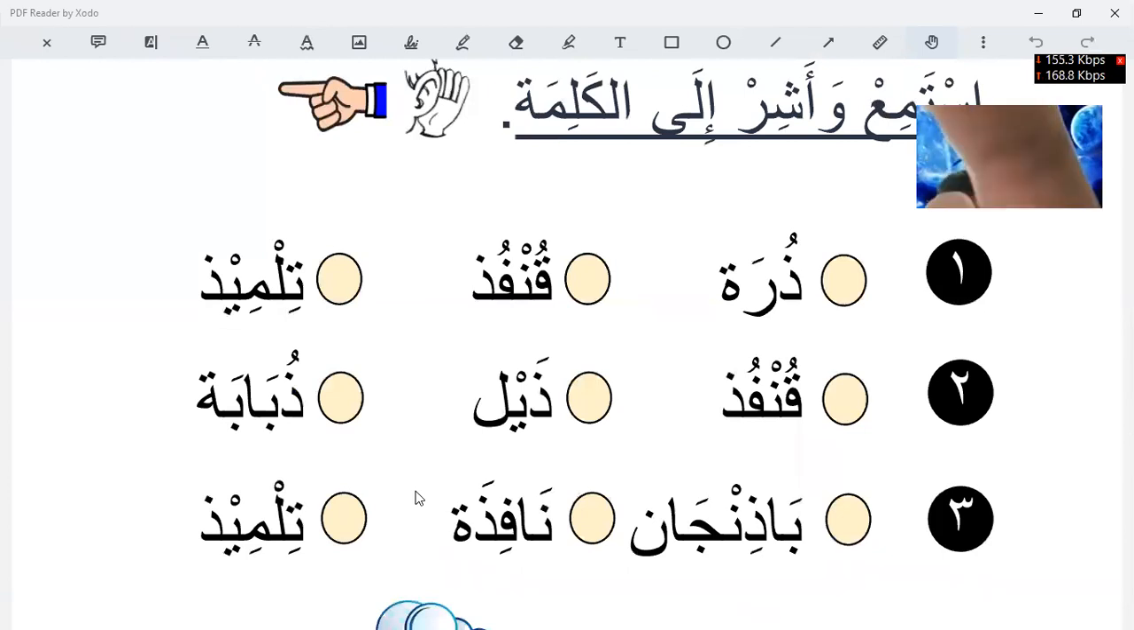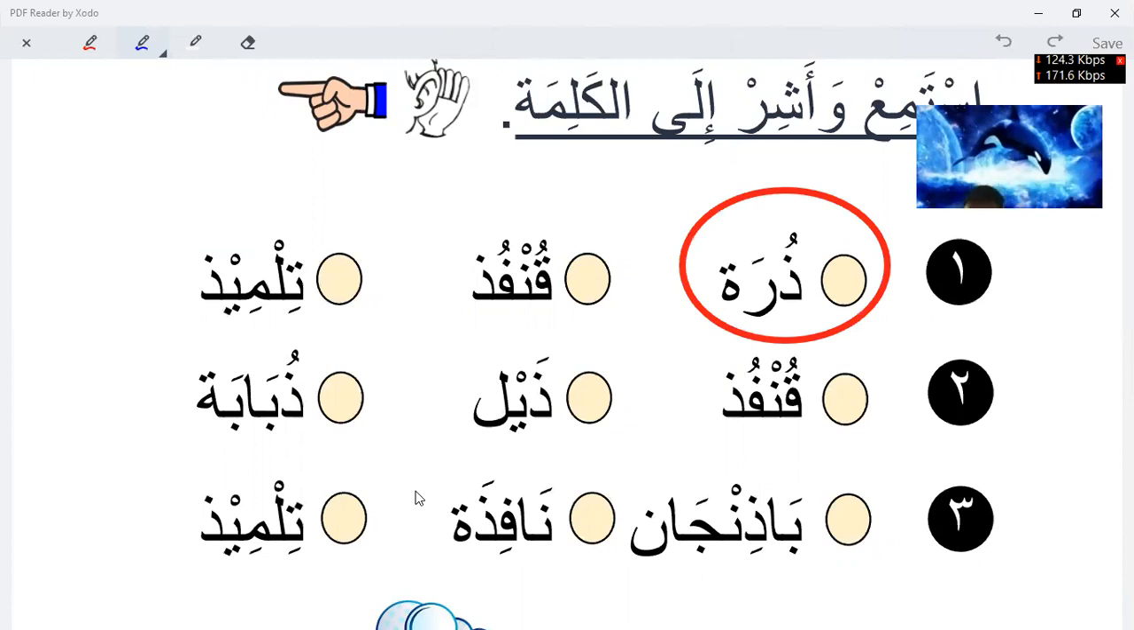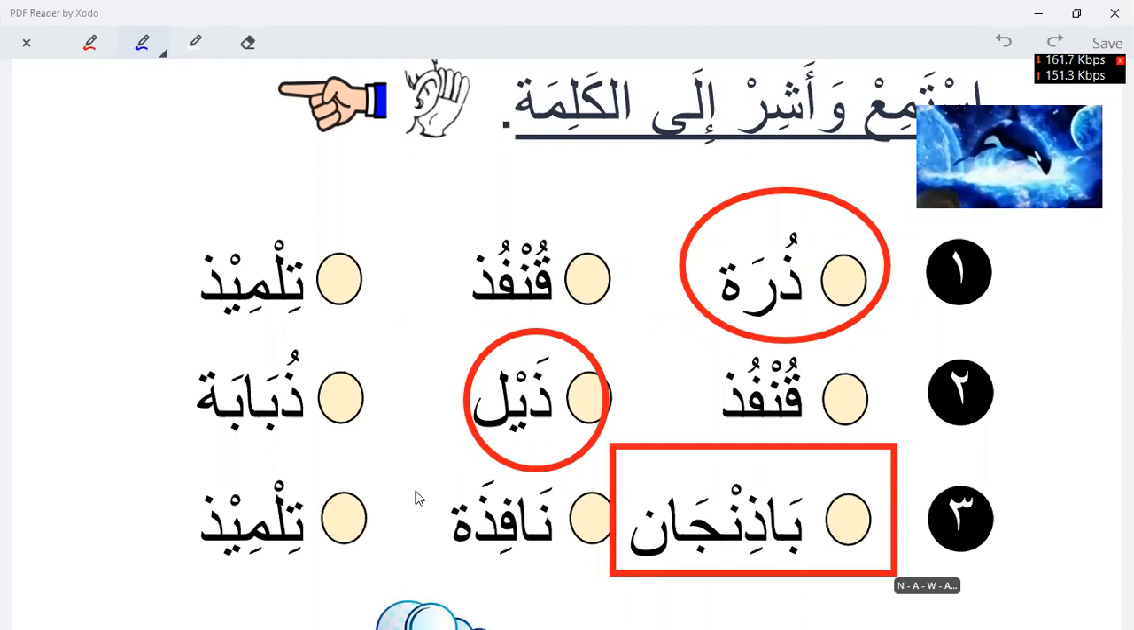Istamiu wa ashir ila al kalima. Listen and point to the word. Corn. Oh, this one. Good. Then tail. Tail. It's gotta be this one. Good. Eggplant. Oh, this is hard. It's not the third one. It is. Eggplant is that one. Yeah, also good. I need a rectangle. This one. Yes, bazinjan. Good.